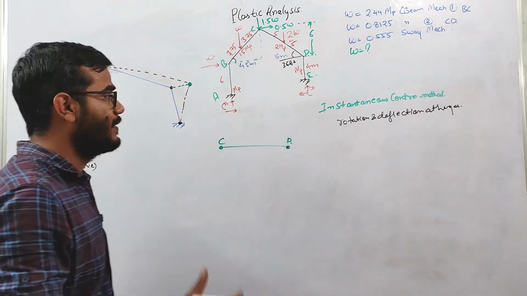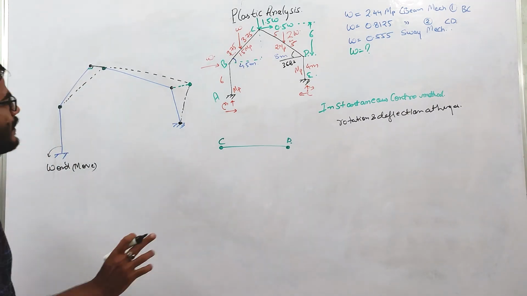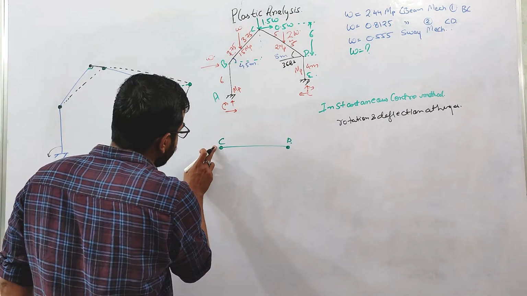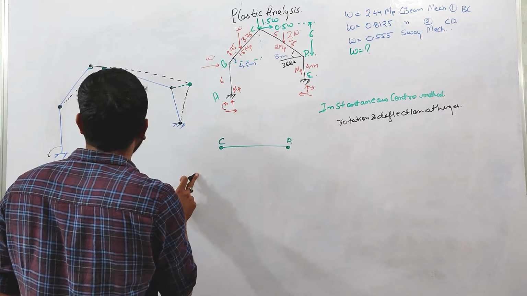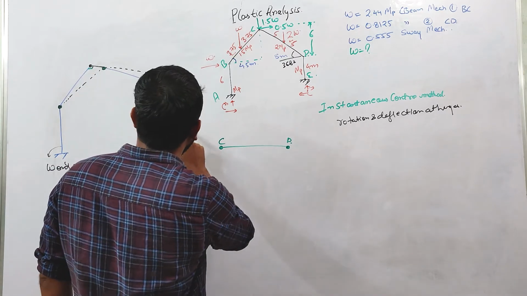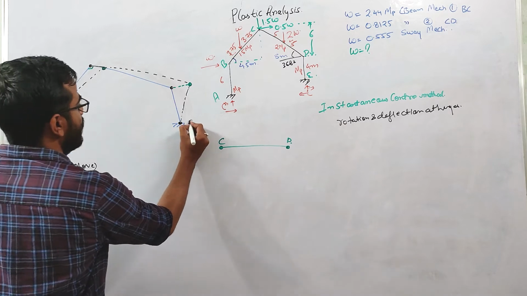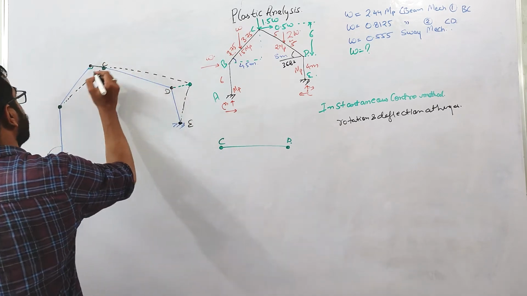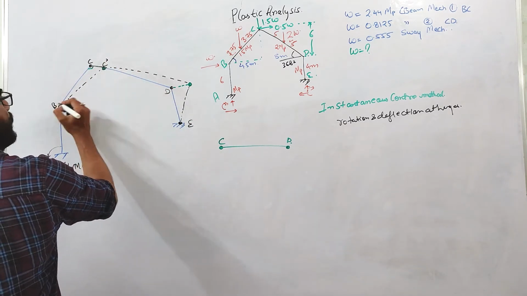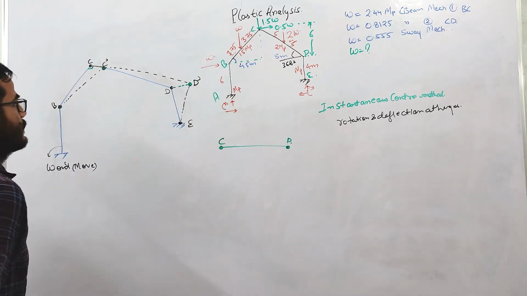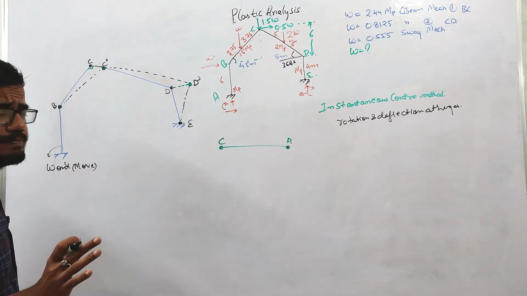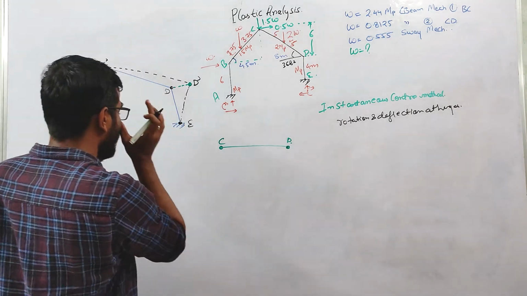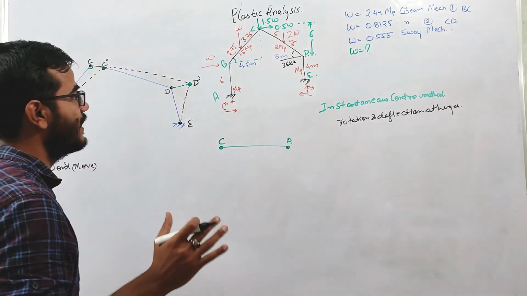Okay, it will be easy, right? So this C joint is rotating about B. This D joint is rotating about E. This is E, this is D, this is C, this is C dash, this is B, this is D dash. So as a whole this member will rotate about some point. That point we call the instantaneous center.